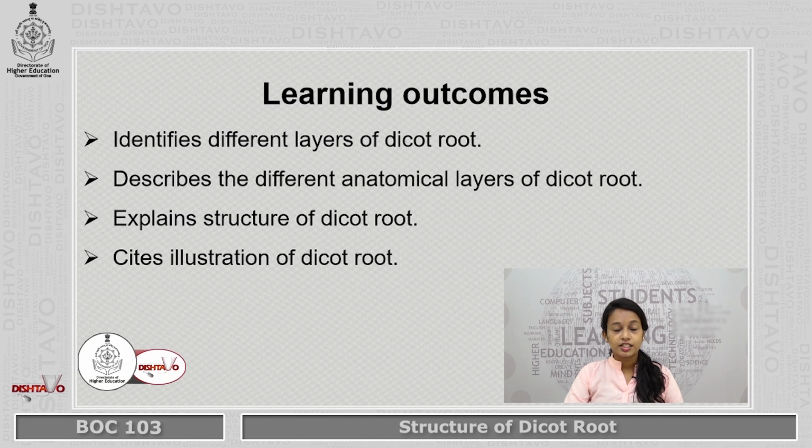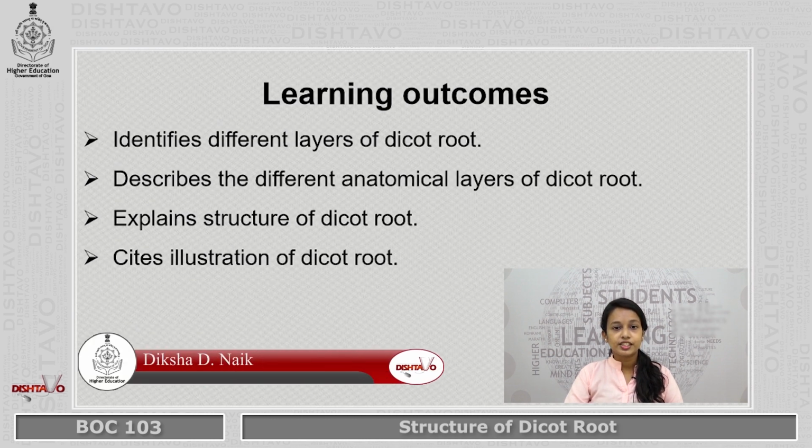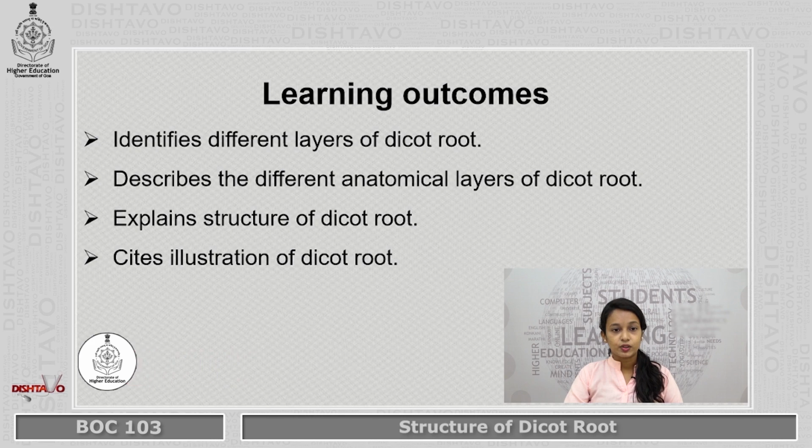Learning outcomes. After completion of this unit, students will be able to identify different layers of dicot root. They will describe the different anatomical layers of dicot root. They will explain the structure of dicot root and they will also cite an illustration of dicot root.